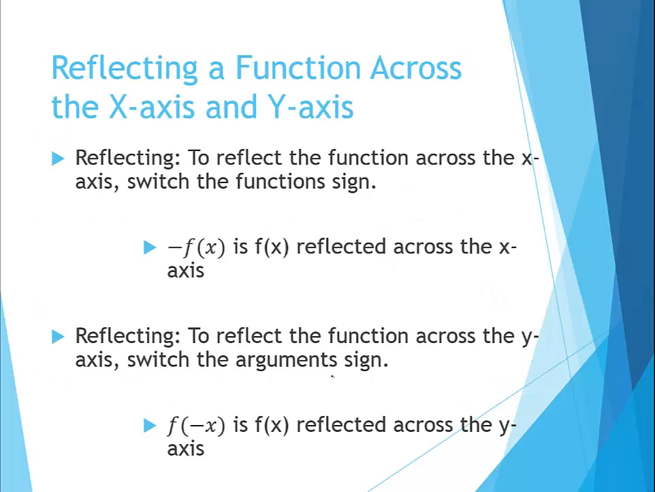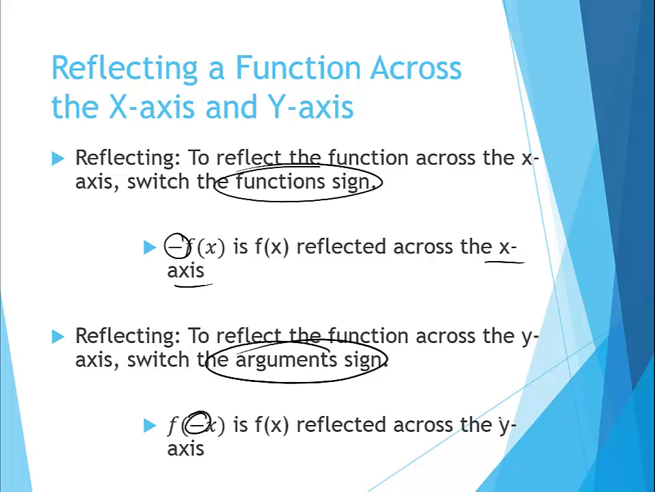So, reflecting the function across the x-axis and y-axis. To reflect the function across the x-axis, switch the function sign. So the sign outside of the function here means reflect across the x-axis. Now, reflecting across the y-axis, we switch the argument sign, so inside. So when you have a negative on the inside, it's going to reflect across the y-axis.